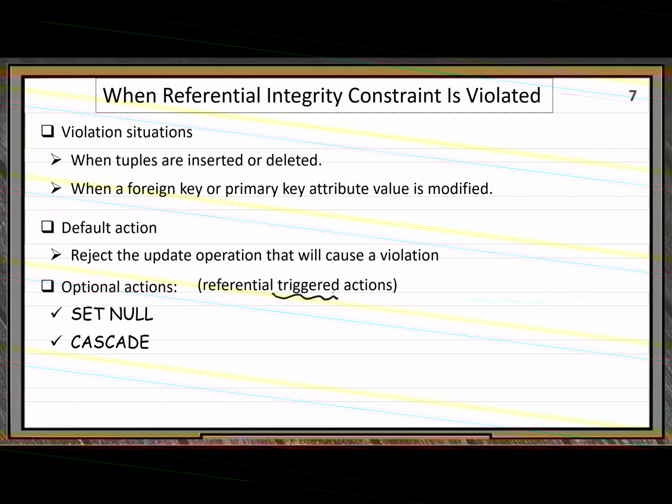Second one, cascade. When you modify a value, you need to update all the tuples in the R1 table that reference the modified value. That's the cascade way, so your updates are implemented in a cascade way. That's the cascade action.